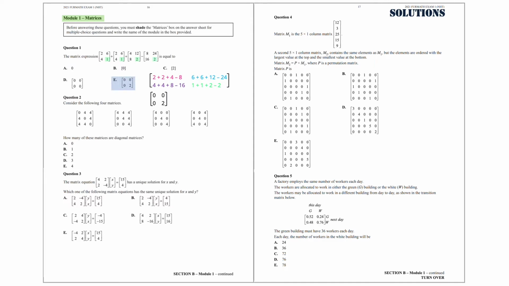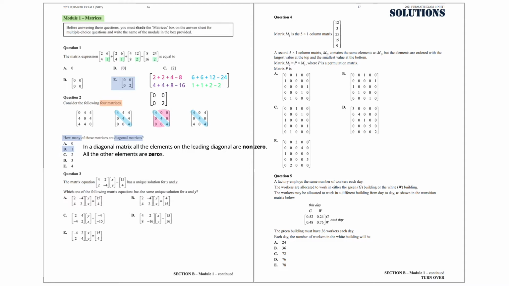Question 2. Consider the following four matrices. How many of these matrices are diagonal matrices? In a diagonal matrix, all the elements on the leading diagonal are non-zero. There are three matrices that satisfy this condition. All the other elements are zeros. There is only one matrix that satisfies this condition, so the answer we are after is option B.